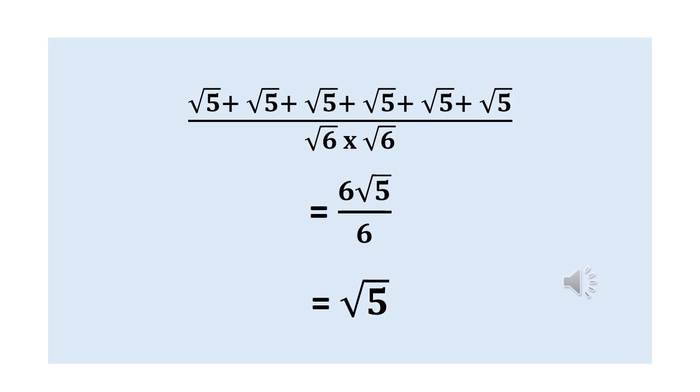When we multiply root 6 times root 6, that is the denominator, it will give us 6, because root 6 times root 6 gives root 36, and root 36 is 6. So therefore we have 6 root 5 over 6. The 6 will cancel out the 6. So the final answer will now be root 5.